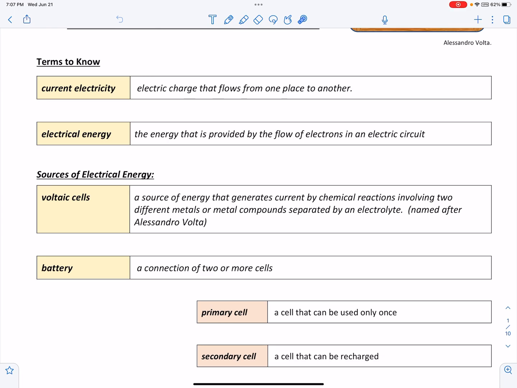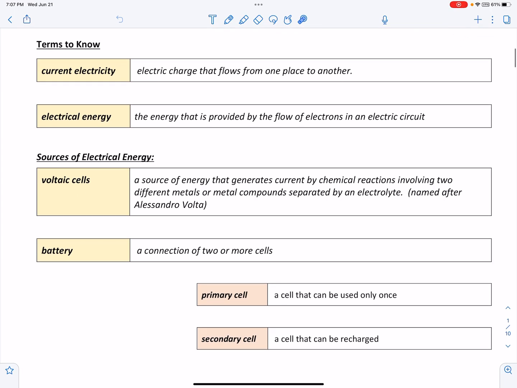They can power our devices, they can run our lights, our computers. They can do so much because of their electrical energy. There are sources of electrical energy. Where do you get your electrical energy from? You can get it from voltaic cells.